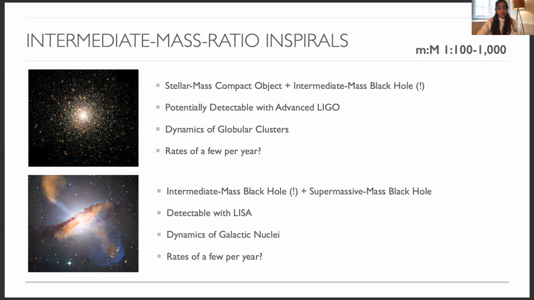The alternative scenario for an IMRI is the collision of an intermediate mass black hole with a supermassive black hole. And these IMRIs would have gravitational wave frequencies that make them very exciting sources for LISA, and their detections should allow us to explore the dynamics of galactic nuclei.